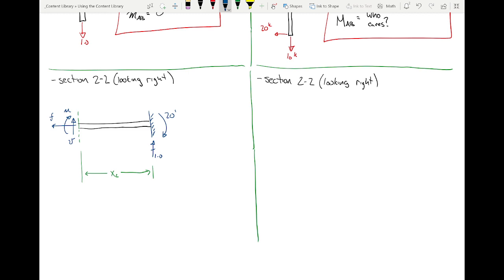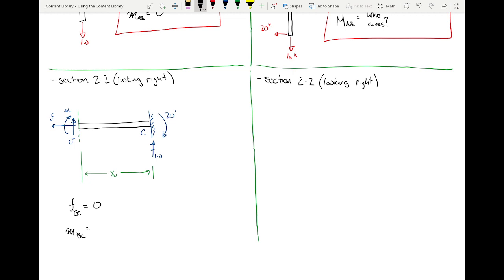And this is point C. All right, so help me out. What is FBC and MBC? Let's see if we can do this one together. All right, what's FBC? Zero. What is MBC? Is it 20?